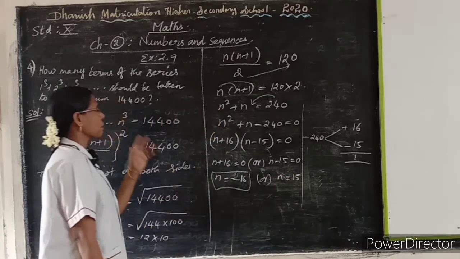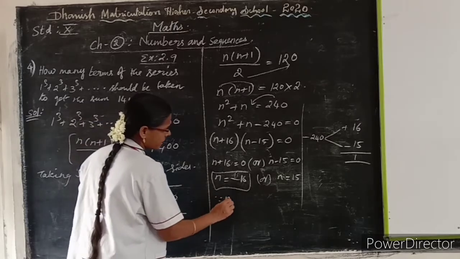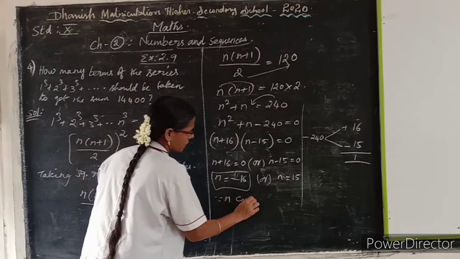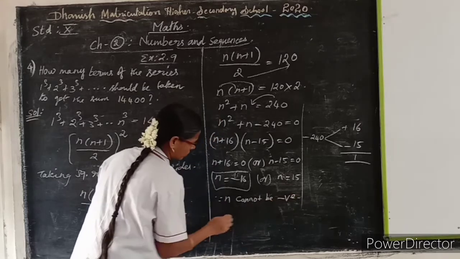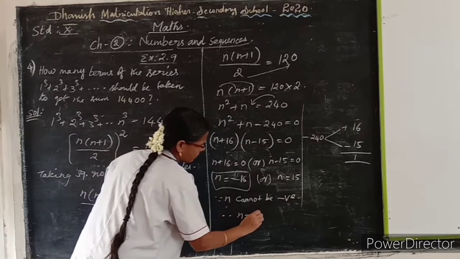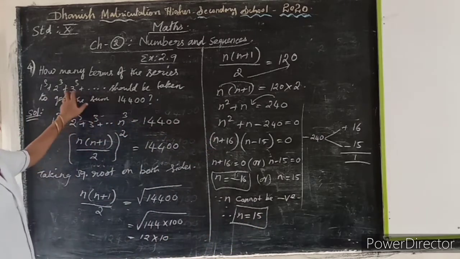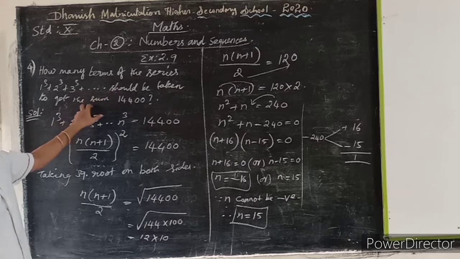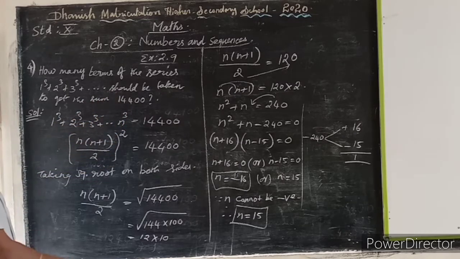Here n is the number of terms. Therefore, n cannot be negative. Since n cannot be negative, here n is 15. Therefore 15 terms are taken to get the sum of 14,400. So n is 15.